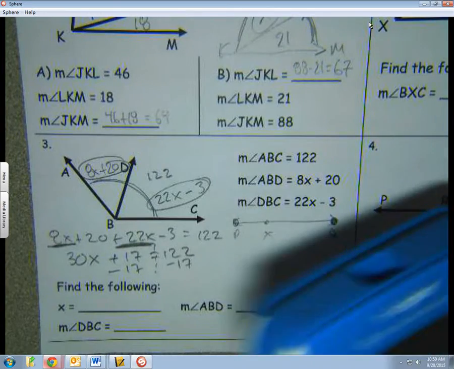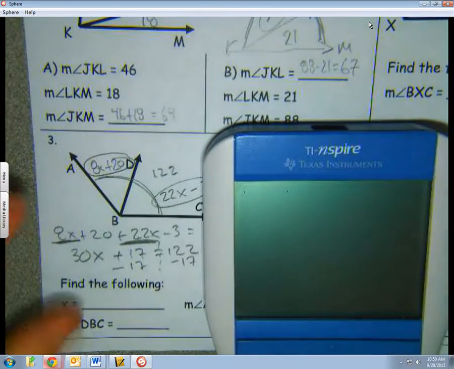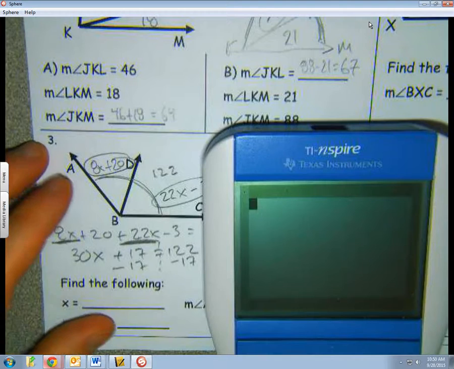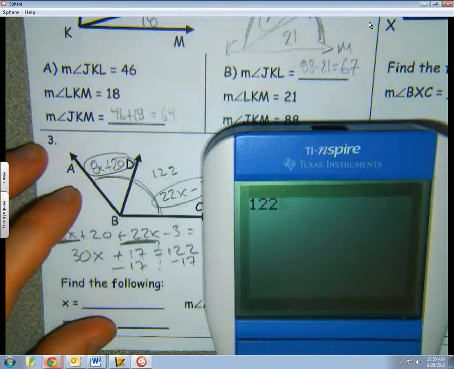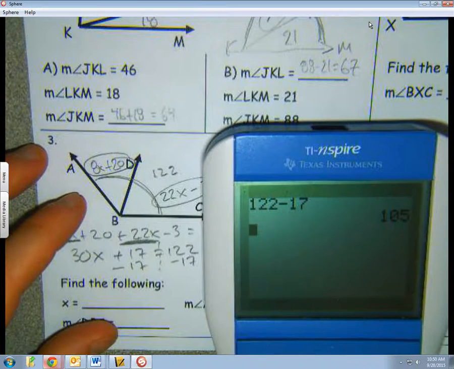I like to use calculators because they do not make mistakes, given you plug in the right thing. I had a student argue with me about that on Friday. Yeah, they'll make mistakes if you plug in something that is wrong. That's called garbage in, garbage out.